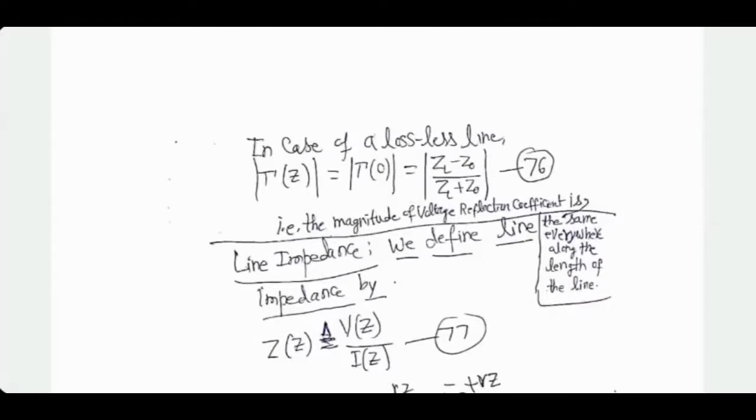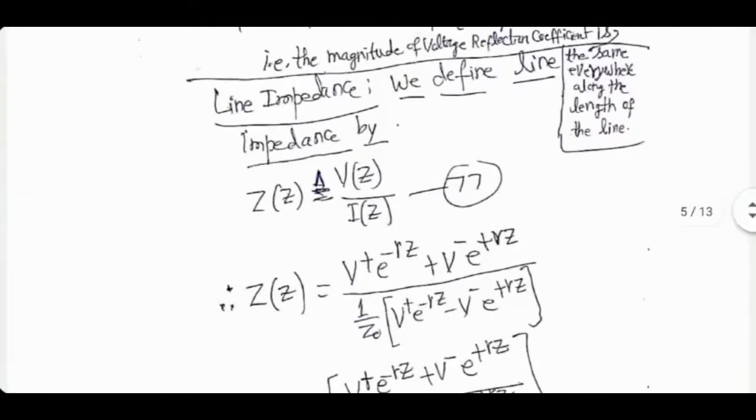Now, impedance. No story is complete in electrical engineering unless we bring impedance into the game. The impedance of a transmission line as a function of small z is defined by equation 77: total voltage at that point divided by total current. Simple Ohm's law.